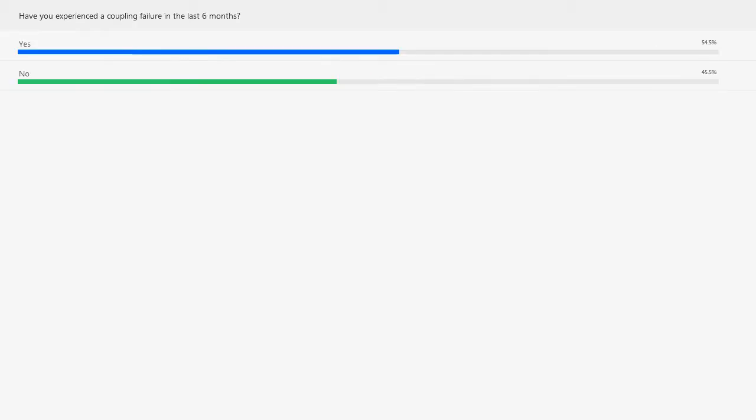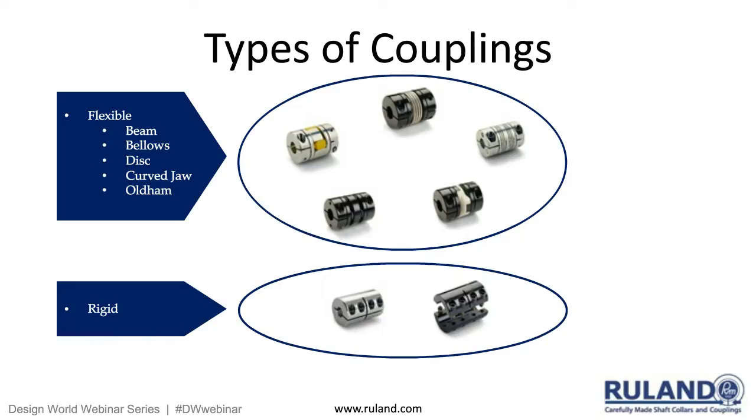Now, the types of couplings that we're going to discuss today. The flexible types of couplings: beam, bellows, disc, curved jaw, Oldham, and then not a flexible type, but a very important coupling to consider depending upon your application, the rigid type couplings.